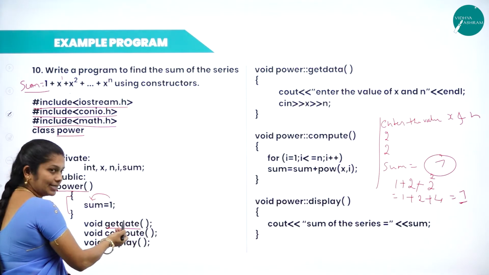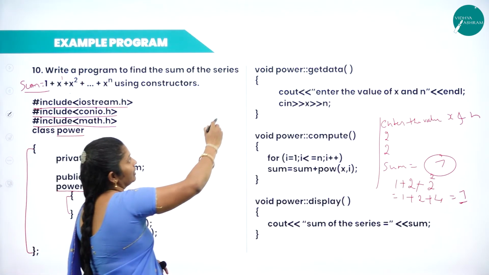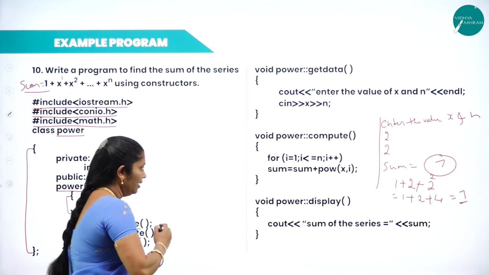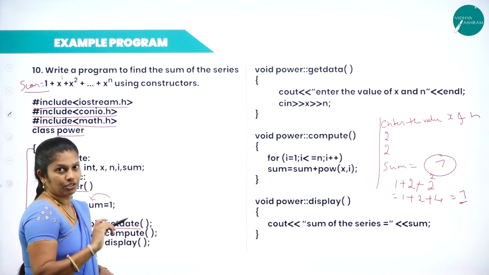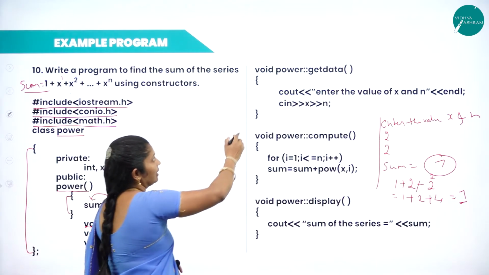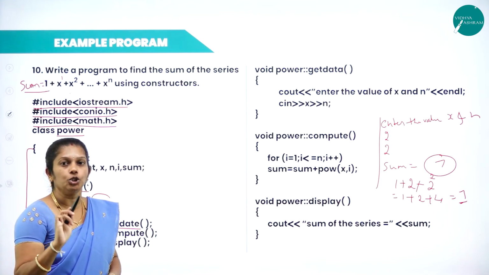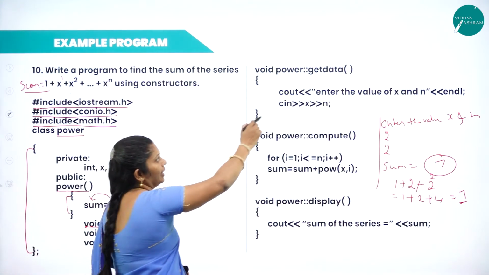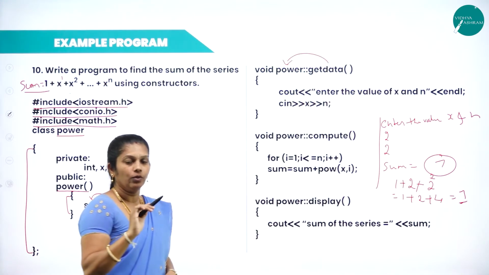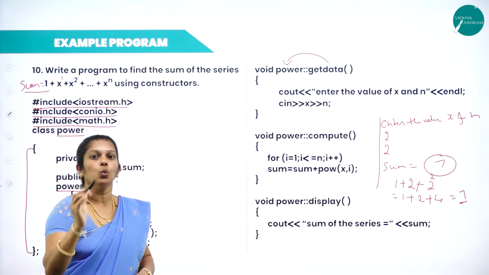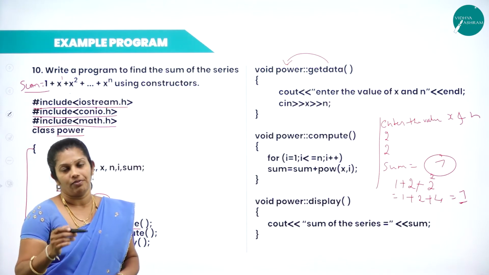If I want to write the statement regarding getData, first I have to start with the return type. That is the return type. Here we have void. Which class does this function belong to? Here it belongs to the Power class. That's why we write the class name, void Power, then the scope resolution operator, then the getData function. This scope resolution operator tells you which class that particular function belongs to. Here the getData function belongs to the Power class.